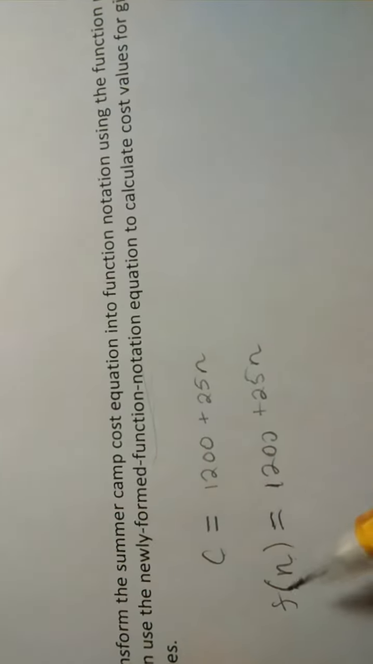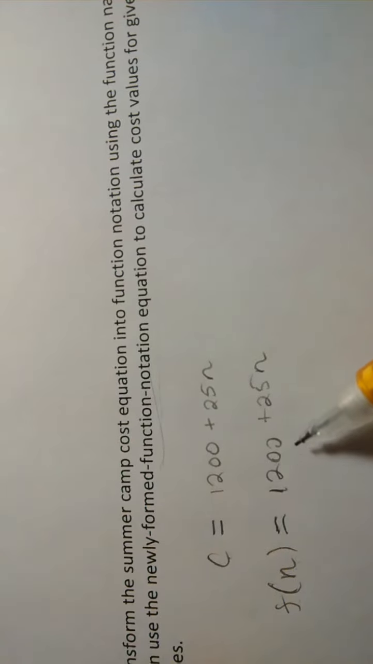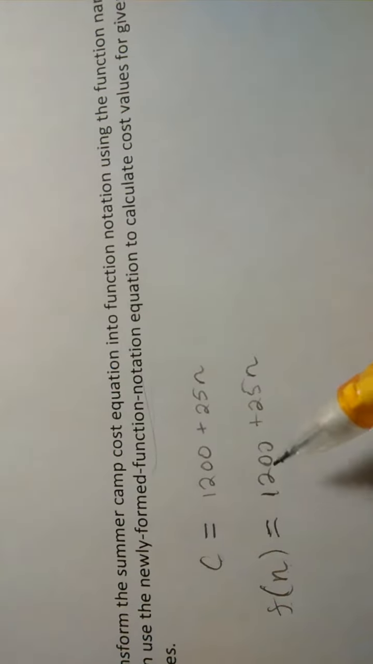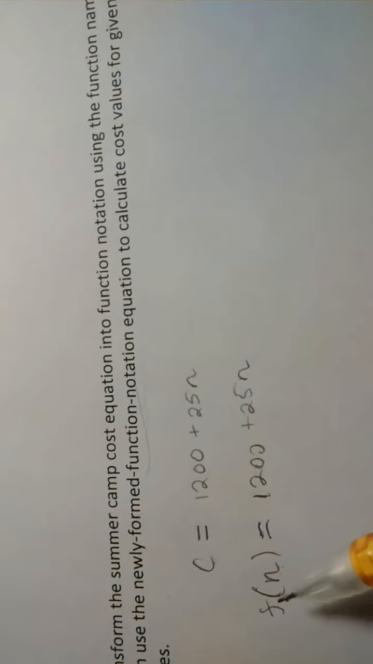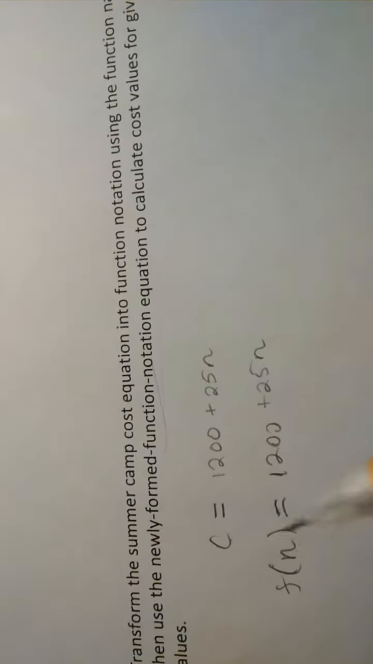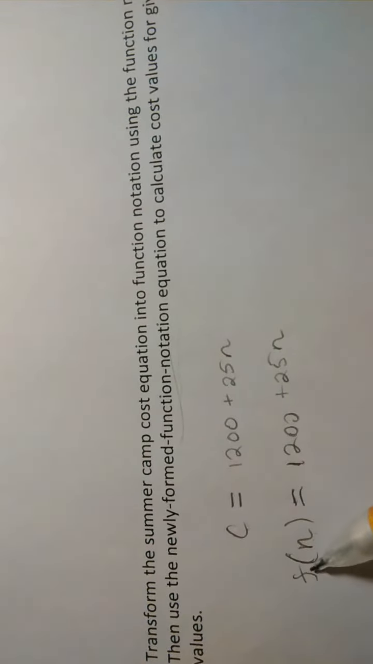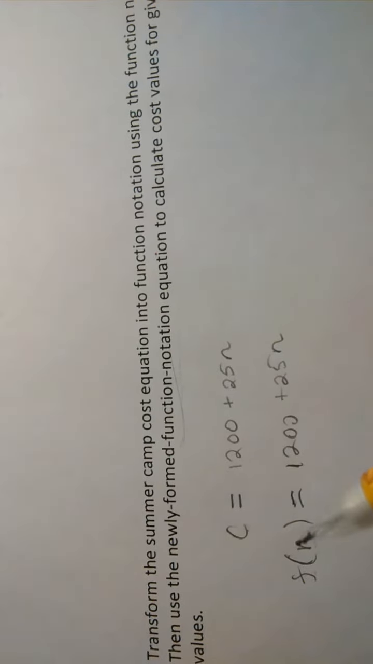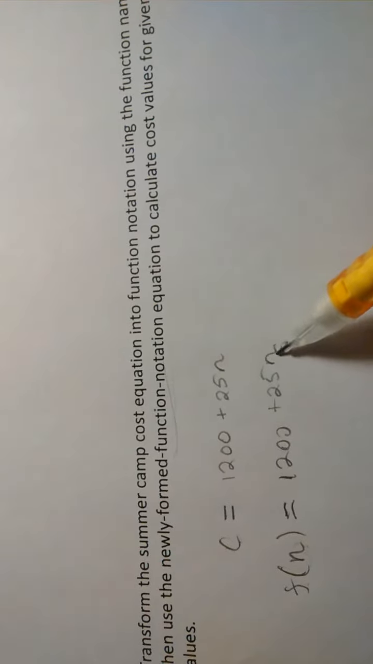So let's review. Function name, input variable, and then the expression that calculates output values. And so this is in function notation. This is equation notation. This is read f of n equals 1200 plus 25n. You could read it this way: f takes the input variable n and then assigns these operations to do to n to get output values.